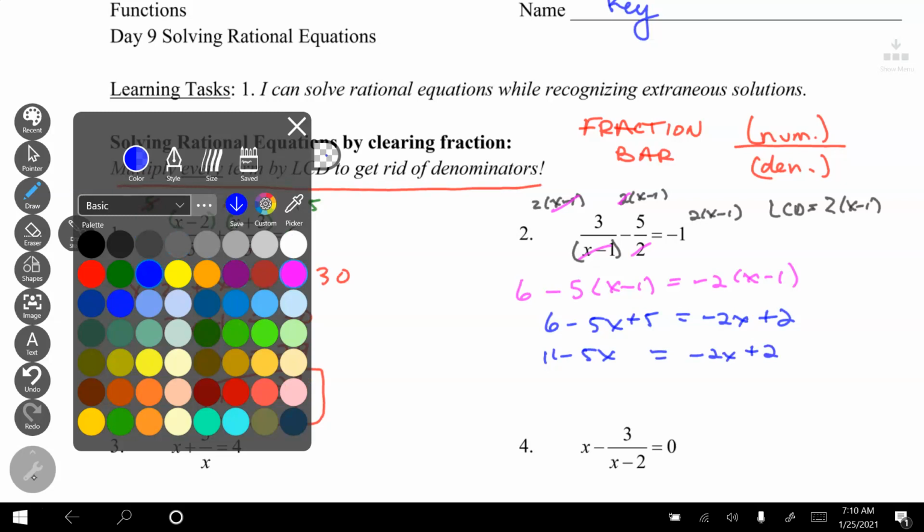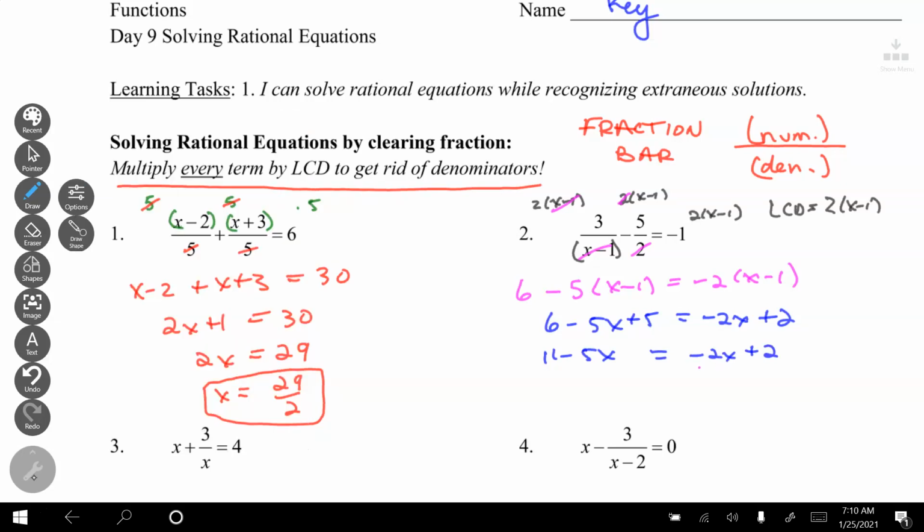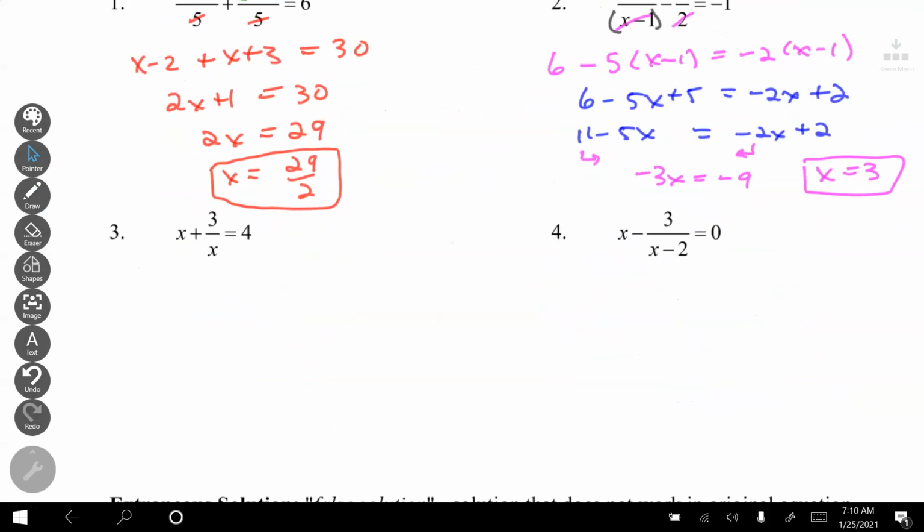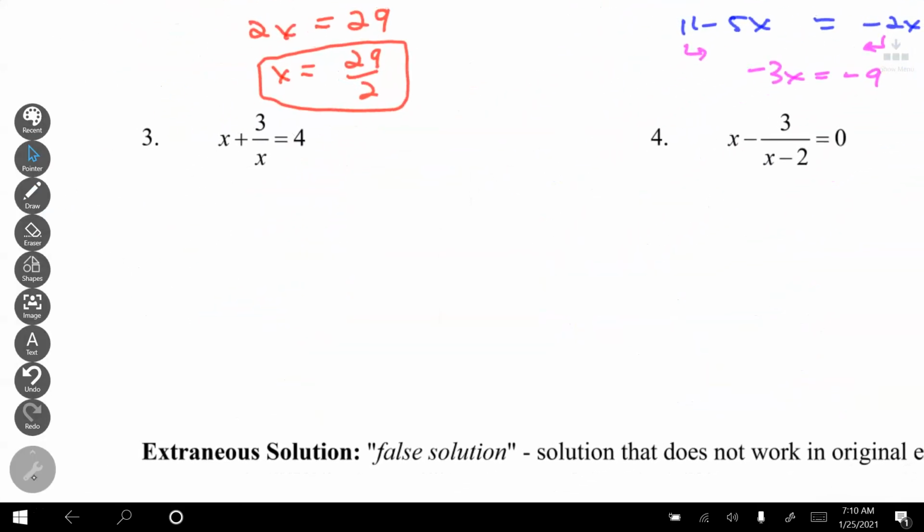I'm going to bring that over and that over. So I get negative 3x is equal to negative 9. I get x equals 3. Next problem. Again, a little bit easier. I only see one denominator there. So all I have to do is multiply through by x everywhere. Once, twice. Don't forget the other side.